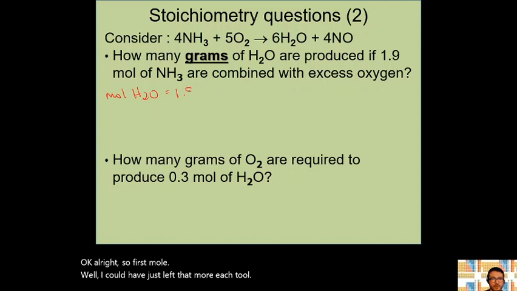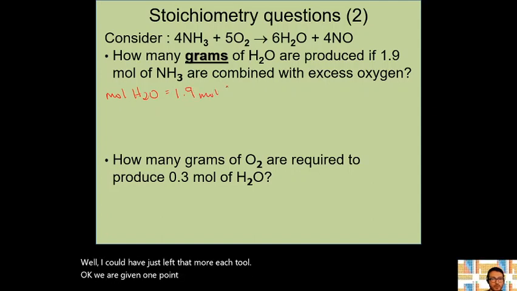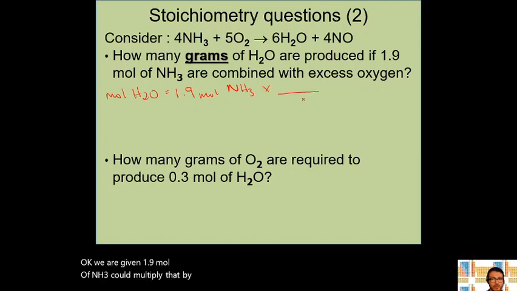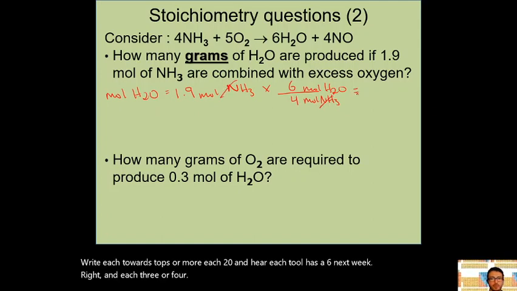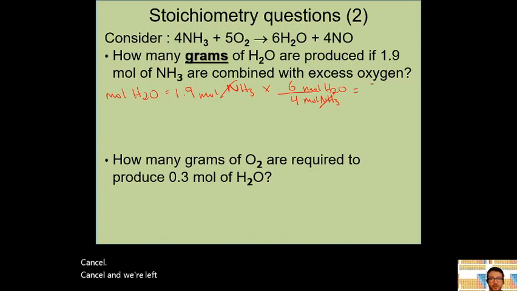Okay, we are given 1.9 mole of NH3. We're going to multiply that by the mole ratio. That will eliminate that. So mole NH3 at the bottom, right? H2O at the top. So mole H2O. And here H2O has a 6 next to it, right? And NH3 has a 4. Cancel, cancel. And we're left with our answer, which I've calculated here is 2.85 mole of H2O. Okay, that's our first step.